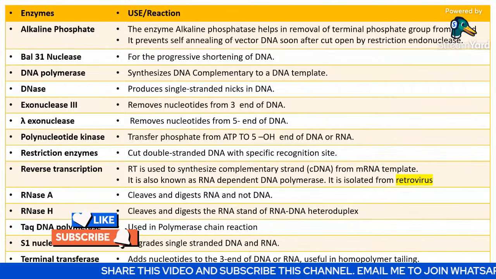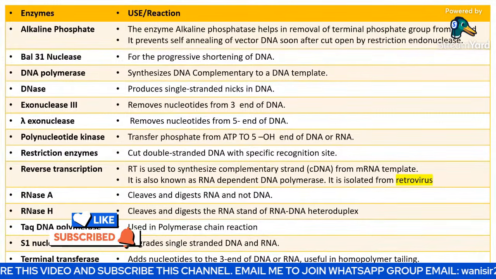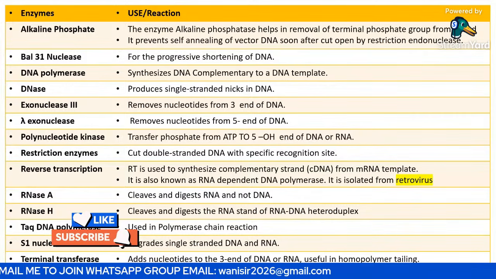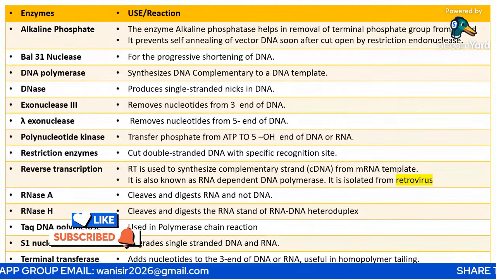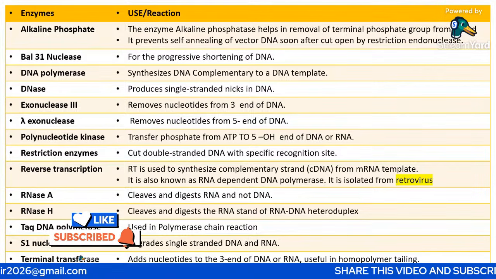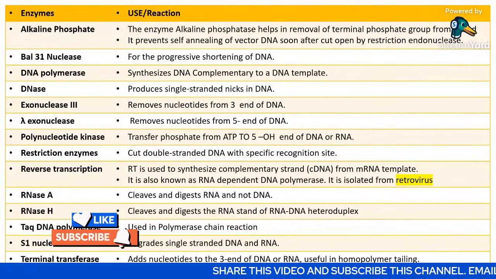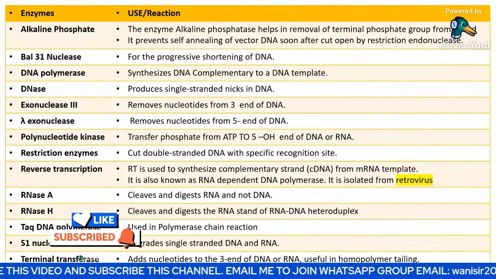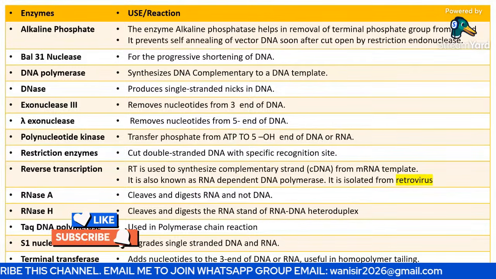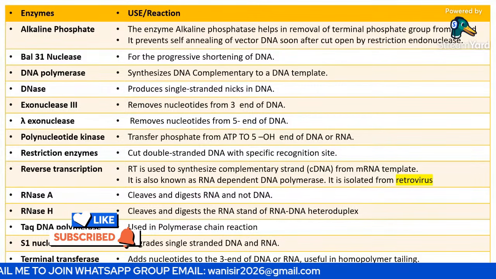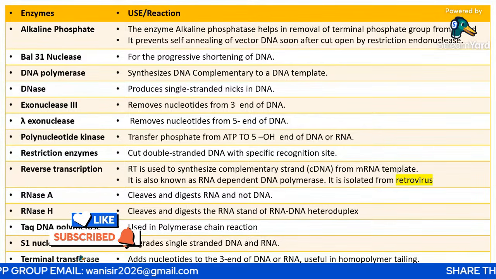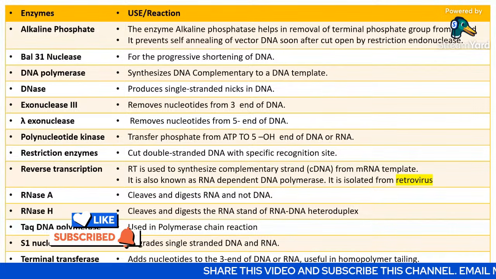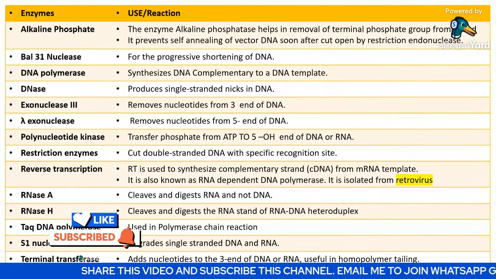Reverse transcriptase is used to synthesize the complementary strand from mRNA. It is also known as RNA dependent DNA polymerase. It is very important, you have to remember this. What is the second name of reverse transcriptase? And it is isolated from retroviruses. RNase A cleaves and digests RNA and not DNA. So when you have to perform isolation of RNA from blood or any other organism, you need to make everything RNase free. So what type of RNase is that? It is RNase A.